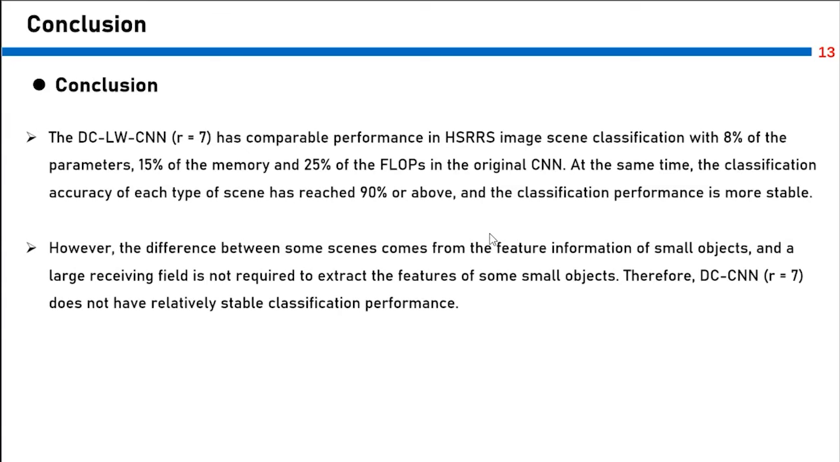However, the difference between some sensors comes from the feature information of small objects, and a larger receptive field is not required to extract the features of some small objects. Therefore, DCLWCN with R equals 7 does not have a relatively stable classification performance.